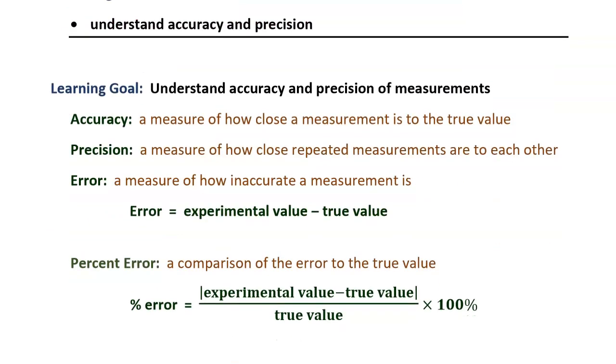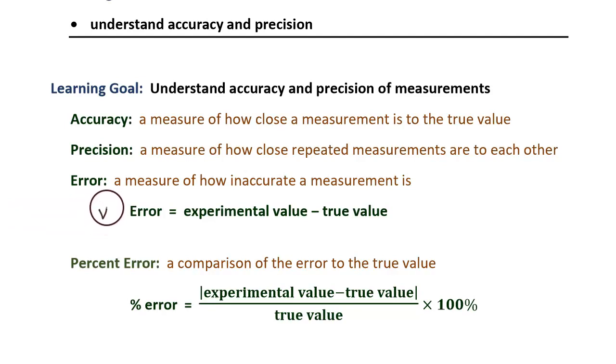First, some vocabulary. In chemistry, the accuracy of a measurement is a measure of how close a measurement is to the true value. The precision of a measurement is a measure of how close repeated measurements are to each other. An error in measurement is a measure of how inaccurate a measure is.